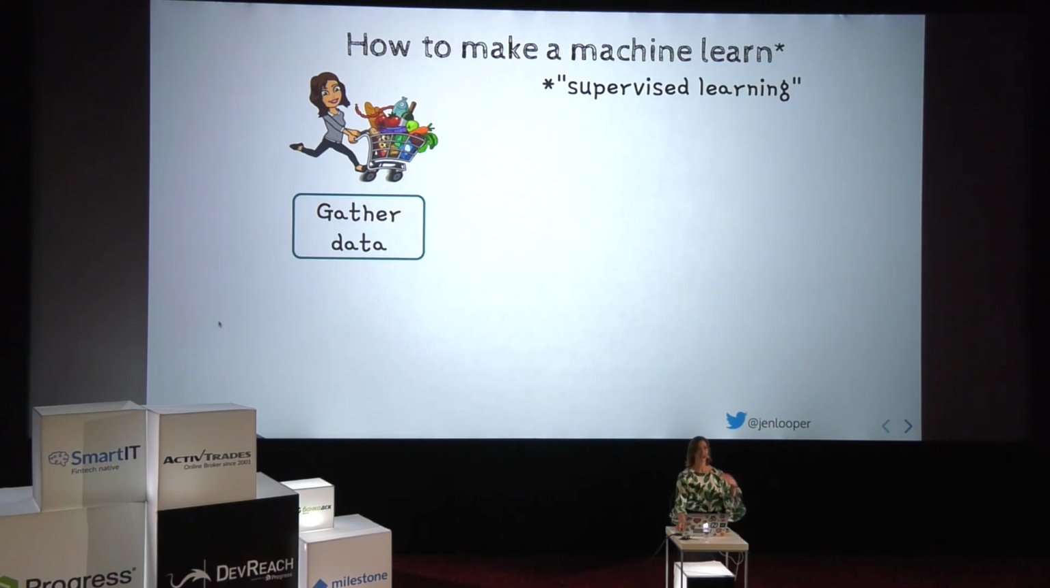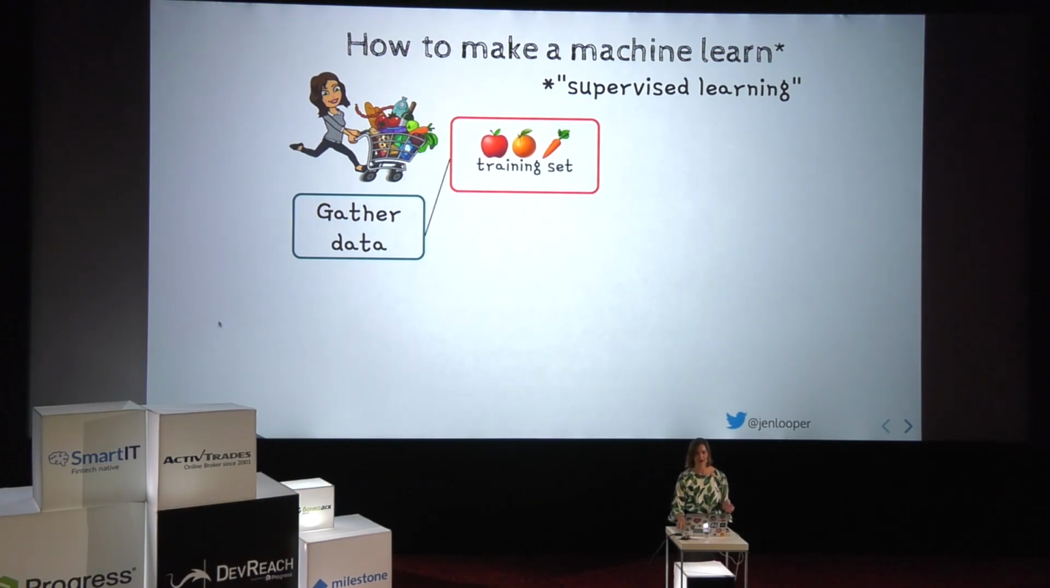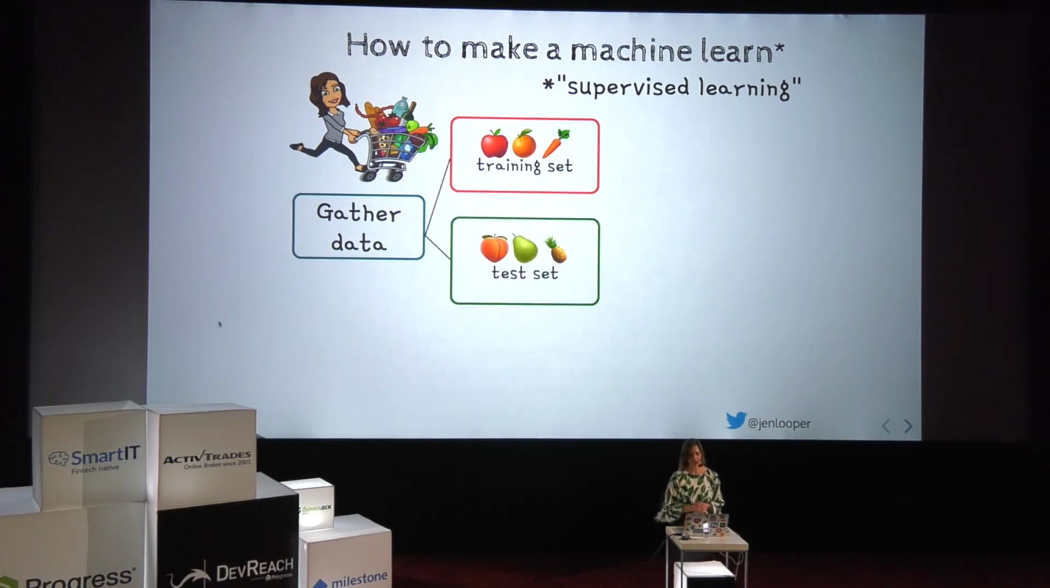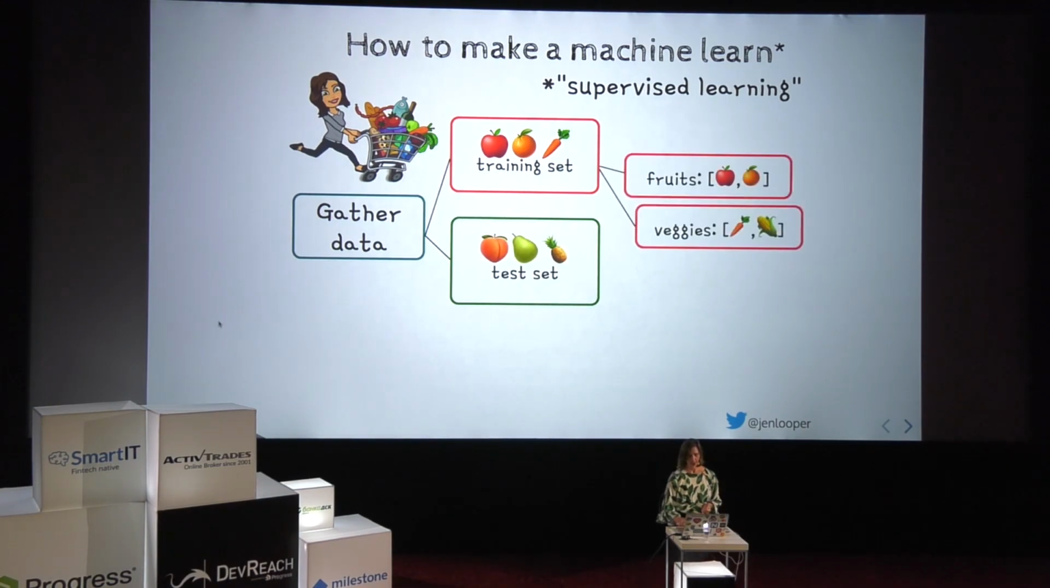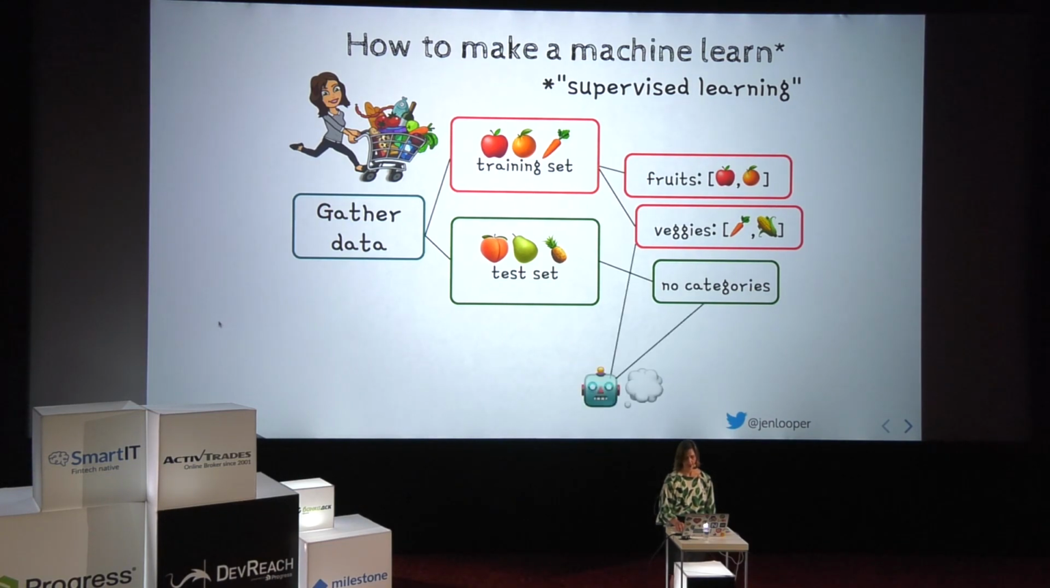Okay, so supervised learning, you gather a lot of data, right? My favorite way to gather data, go shopping. And you divide that data into a training set and a test set. You give your training set labels, so you categorize your training set. So here I've divided my training set into fruits and vegetables. And then you don't give any categories to your test set.